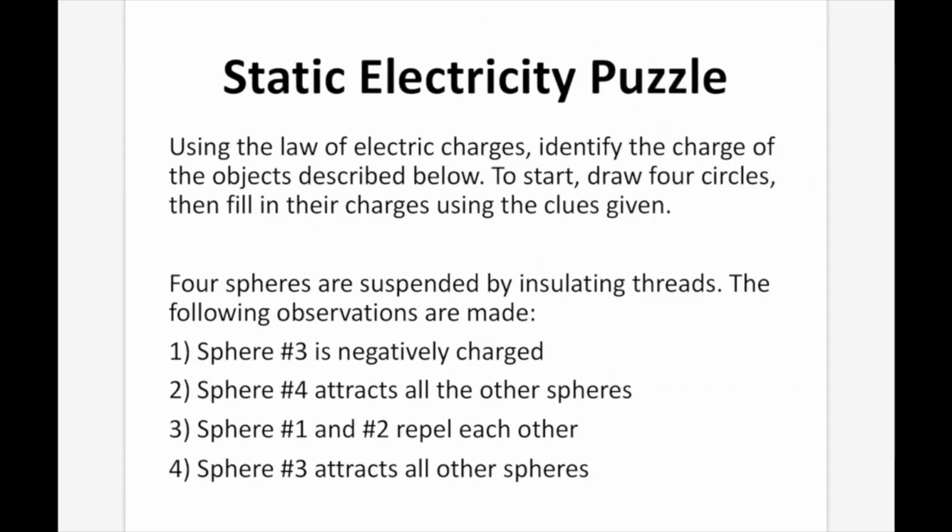Static electricity puzzle. Using the law of electric charges, identify the charge of the objects described below. To start, draw 4 circles, then fill in the charges using the clues given. 4 spheres are suspended by insulating threads. The following observations are made. Sphere number 3 is negatively charged. Sphere 4 attracts all other spheres. Sphere 1 and 2 repel each other, and sphere 3 attracts all other spheres. So I want you to pause the video, draw the 4 circles, and then try to solve the puzzle.